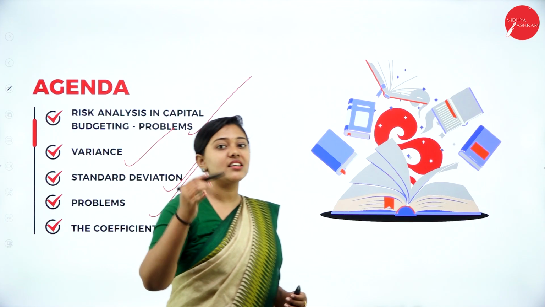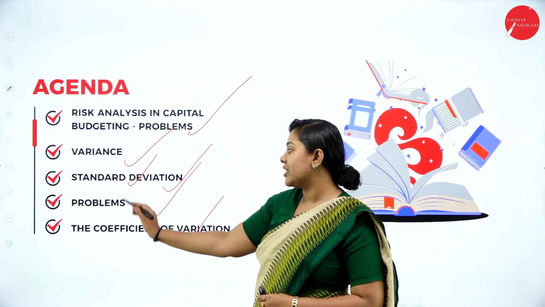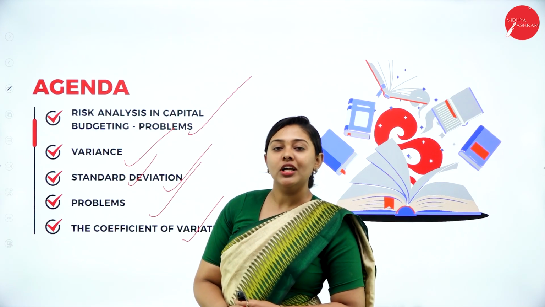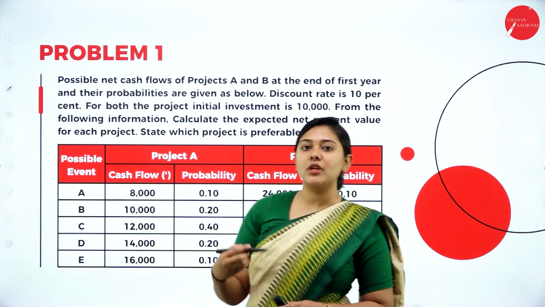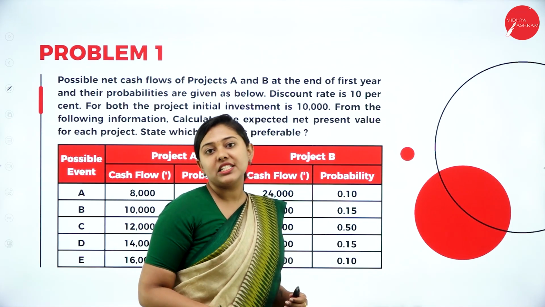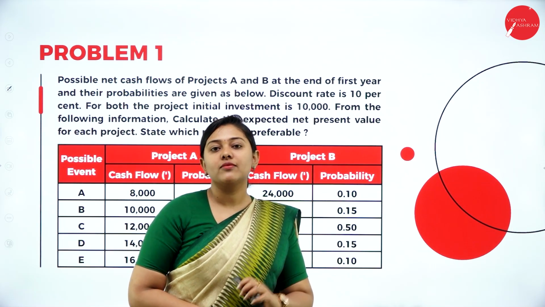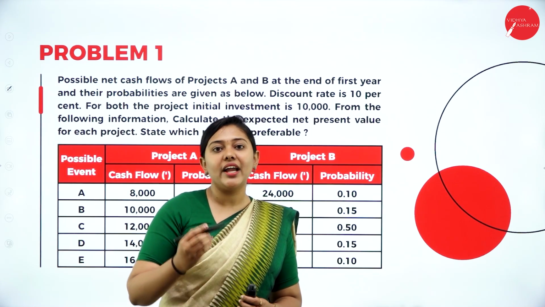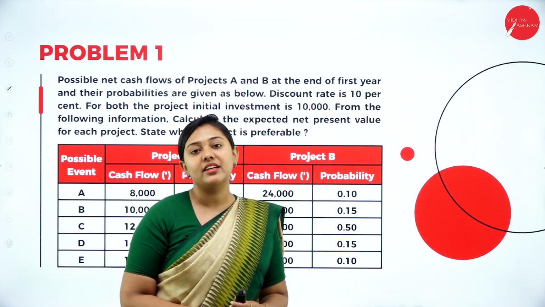So before that, let us understand the terminology first. What is variance, what is standard deviation, and what is coefficient of variation. So moving forward, let us take problem number 1. In the last class, we discussed the probability technique. Under that, we assigned the probabilities, and we understood how to calculate the expected net cash flow.